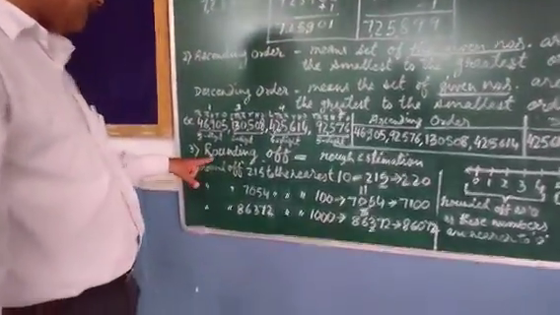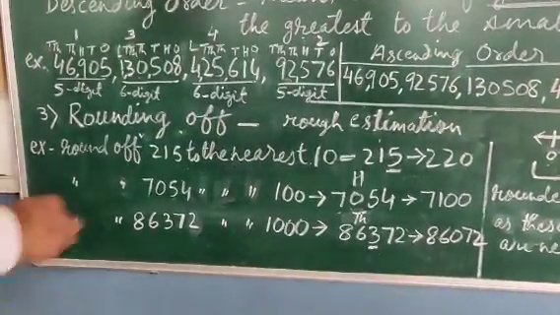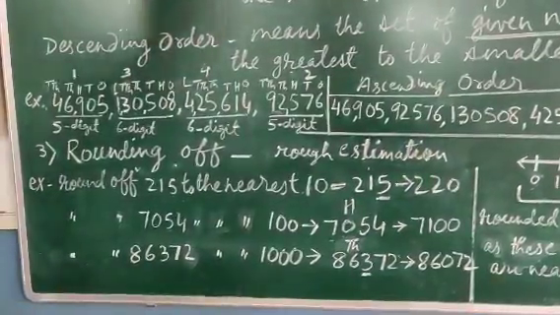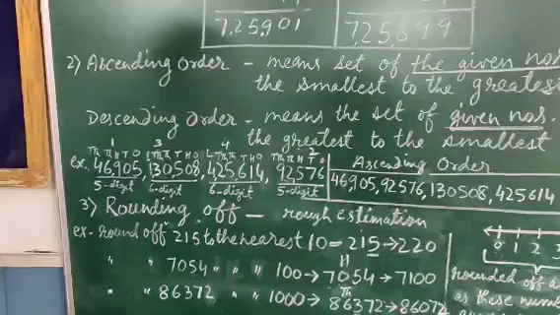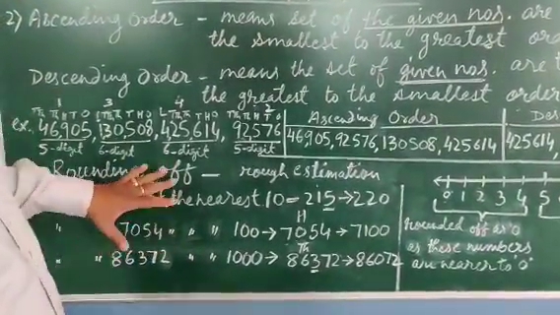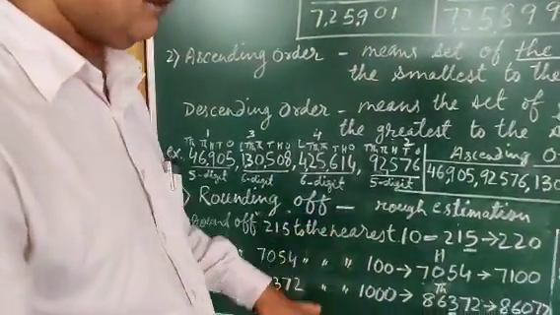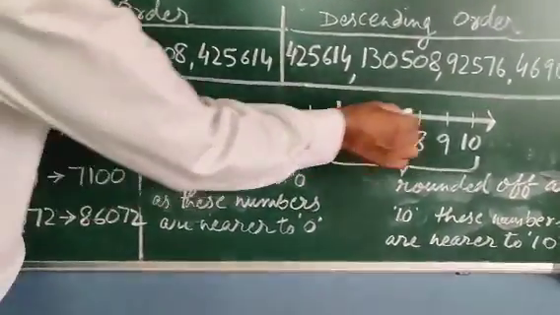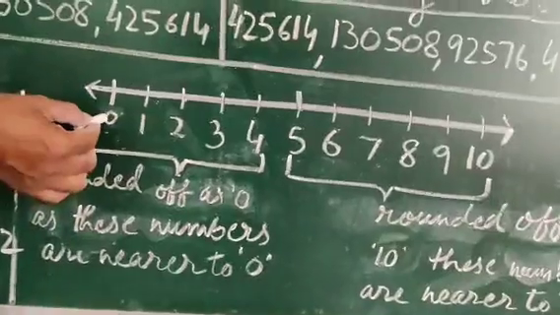Our third topic is rounding off a number to the nearest value. Children, rounding off means rough estimation of that number. To understand rounding off, which is also called estimation or approximation, I have drawn a number line here. On this number line I have written numbers from 0 to 10.